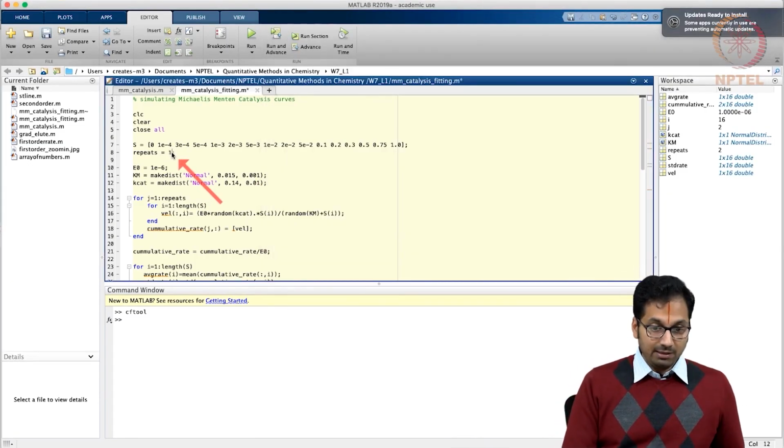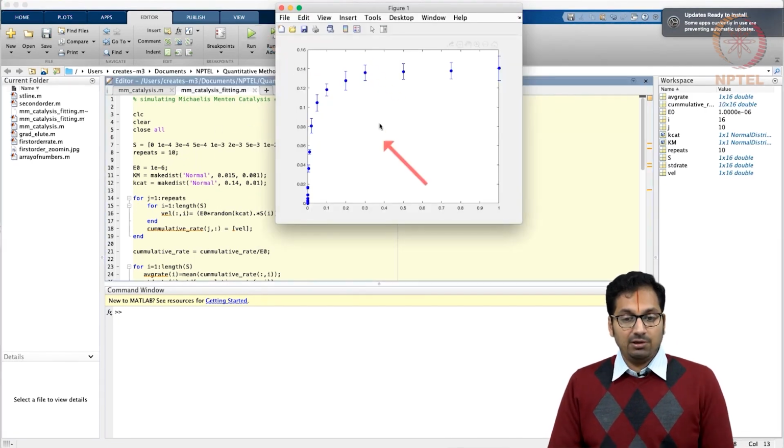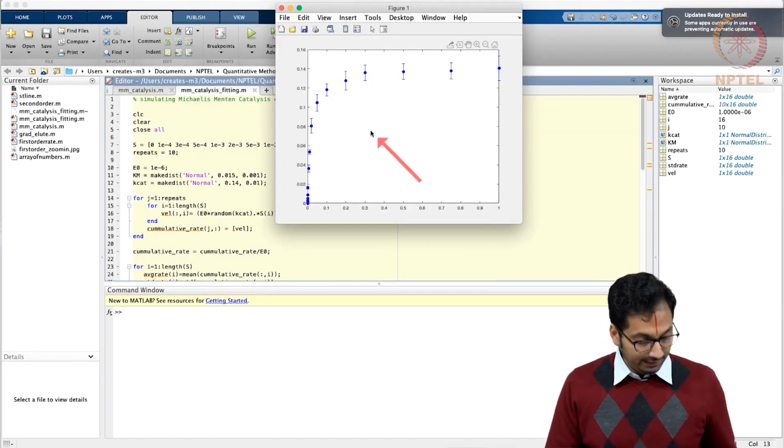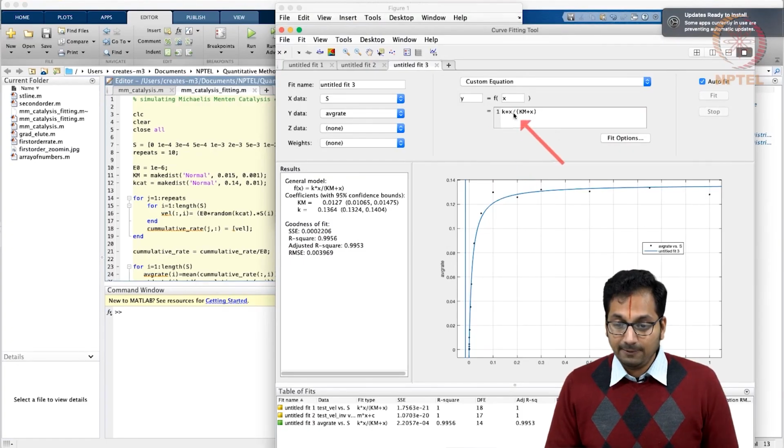This is not happening largely because the number of repeats that you have done is extremely low. Why don't we repeat the same thing, and instead of doing it for just 2 times, do it 10 times? So now you are able to see nicely the errors and all the other values coming into play. So let's go ahead and fit it again.